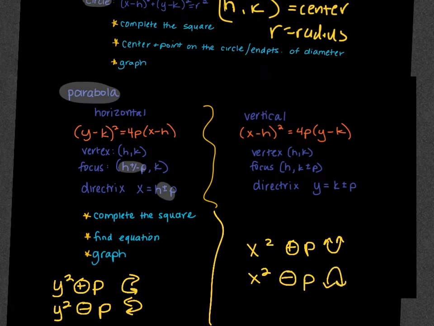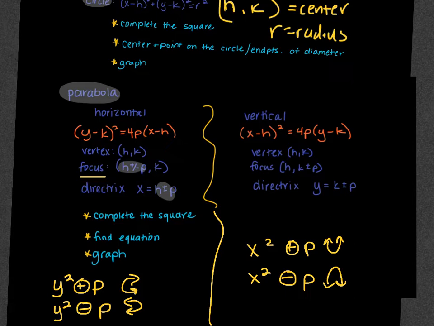So then the vertex is always (h, k), the h is always with the x, the k is always with the y, okay? If it is a horizontal parabola, then you would figure out your focus by taking the p and either adding it or subtracting it from h. So you're adjusting the x coordinate by adding or subtracting. If it's positive, you're going to add it. If it's negative, you're going to subtract it. And then the directrix is the opposite.